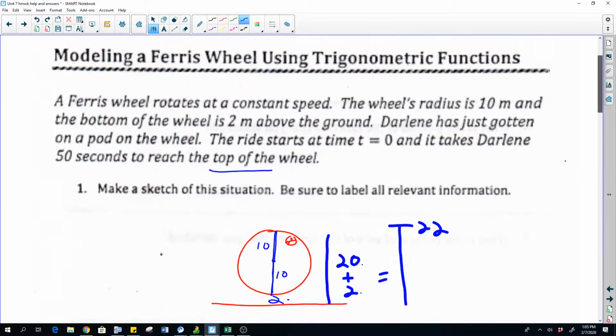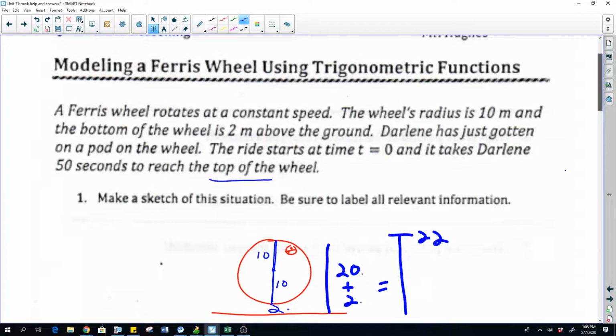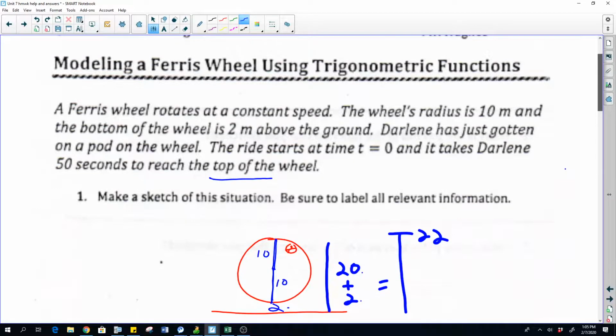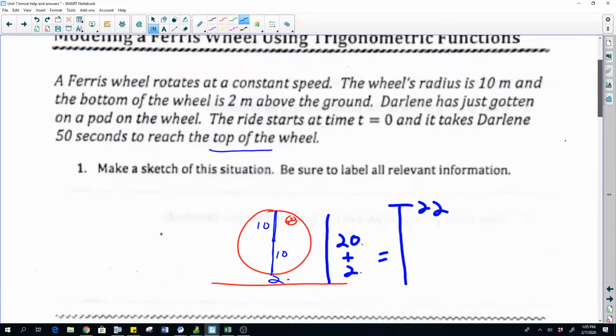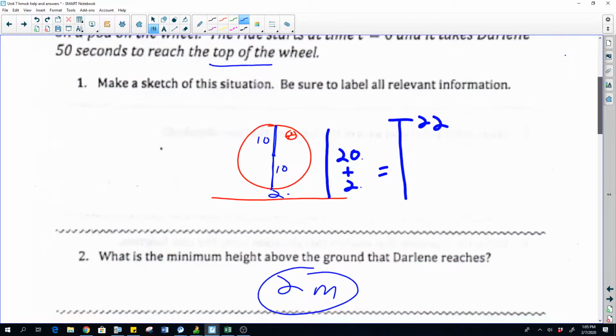And so first of all, Darlene is on a Ferris wheel with a radius of 10 meters, and the bottom of the wheel is 2 meters above the ground. And she just got on the bottom. It starts to ride at 0. It takes her 50 seconds to reach the top of the wheel. So draw a picture of this.